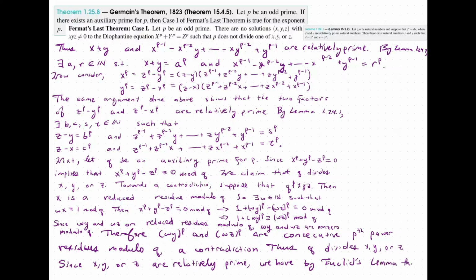That Q divides exactly one of X, Y, or Z. And now what we are going to do is do a relabeling. So, relabeling if necessary, assume that Q divides Z.